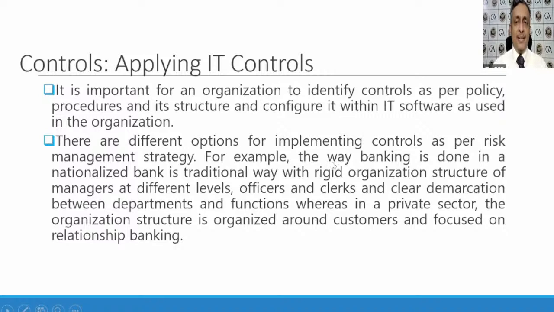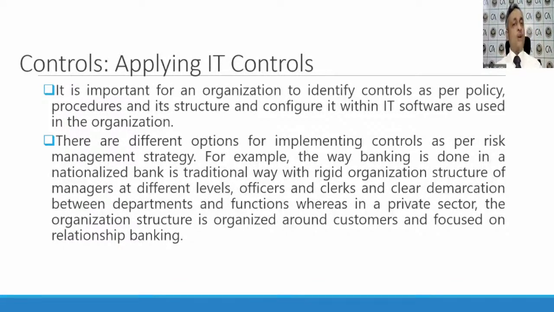Okay, so let me clarify the definition. General controls are controls applicable irrespective of the location, nature, to the whole entity. Application controls are specific to application. So Tally password is specific to application. Security guard is for the whole entity. GC and AC. So most of you have answered. 80% you have answered correctly. Great. Now applying IT controls.